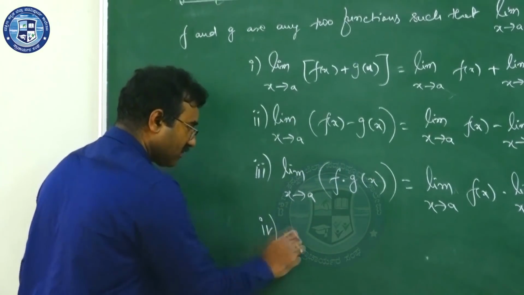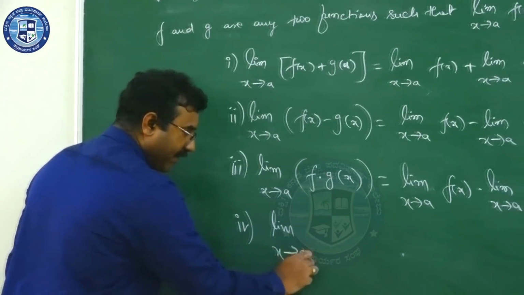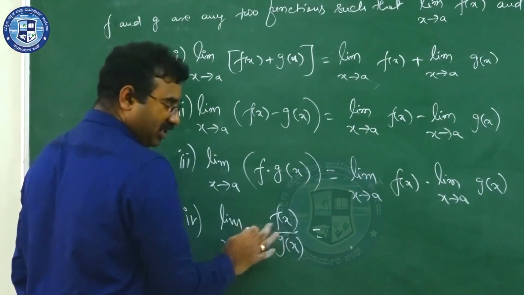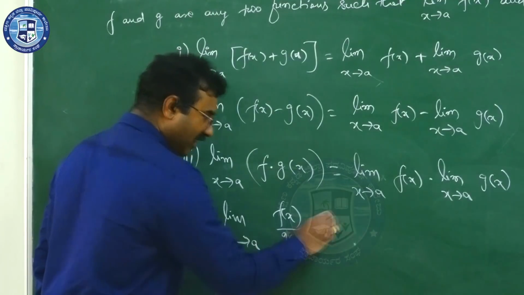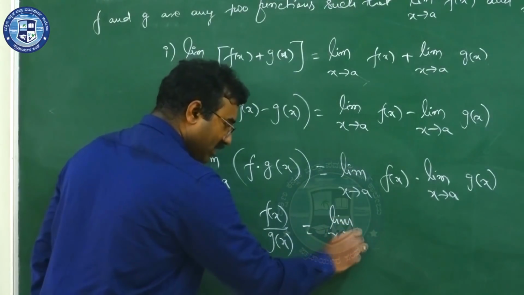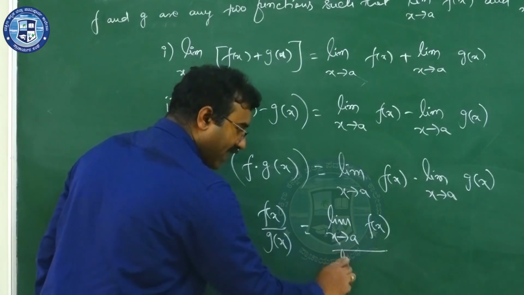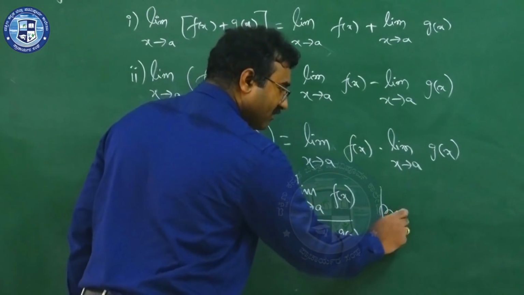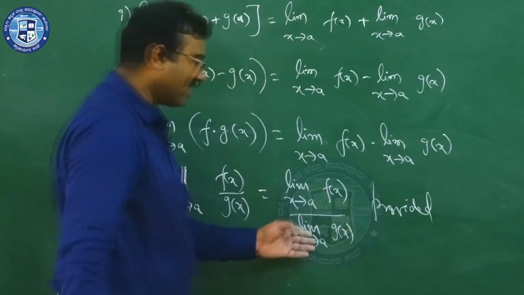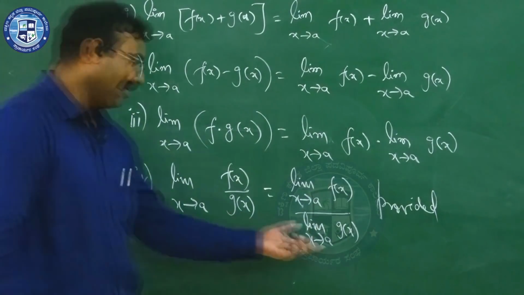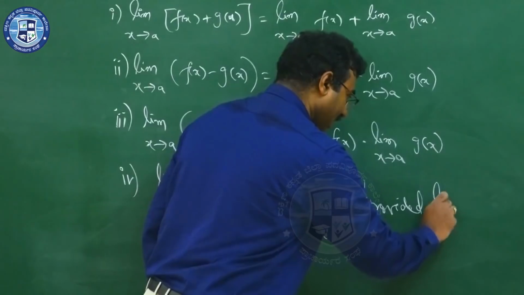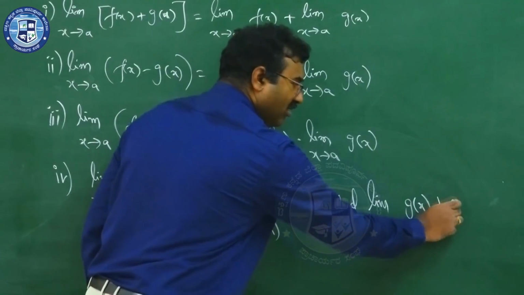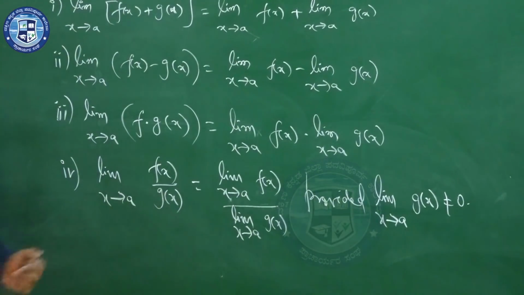And the fourth one: limit x tends to a of f(x) by g(x). The limit of the quotient of two functions f(x) by g(x) will be limit x tends to a of f(x) divided by limit x tends to a of g(x), provided, here a condition is there, because the denominator has some value, provided limit x tends to a of g(x) is not equal to 0. Otherwise we can't find it.